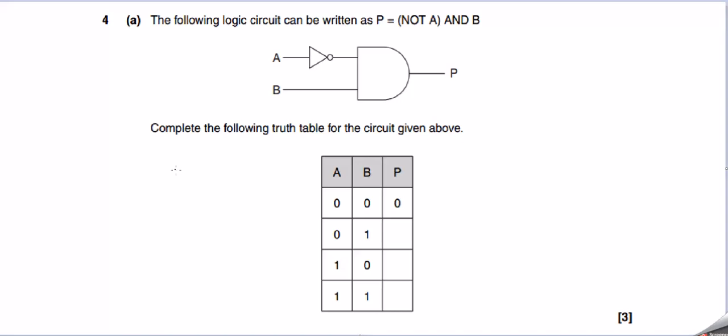This is a GCSE question. Let's have a look at it, but I want you to answer it. So the following logic circuit can be written as P equals NOT A and B. So P, which is this, equals not A. So we know that this gate here is NOT, and B.